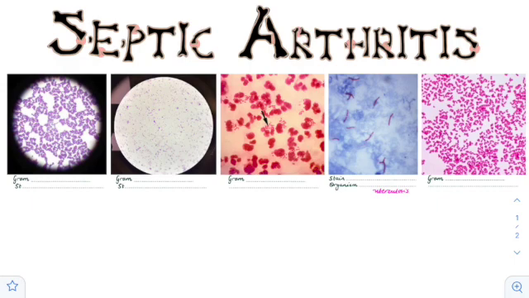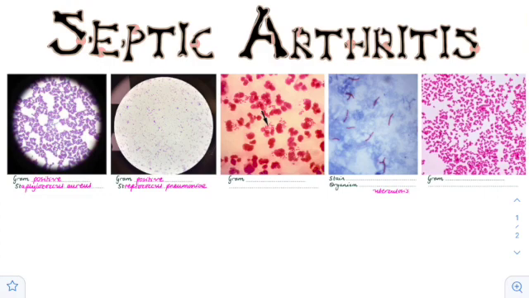The first stain shows gram-positive cocci arranged in clusters. This is characteristic of Staphylococcus aureus. Staphylococcus aureus is one of the most common causes of septic arthritis. The second stain shows gram-positive diplococci. This shows a picture of Streptococcus pneumoniae, which is the second most common causative organism of septic arthritis.